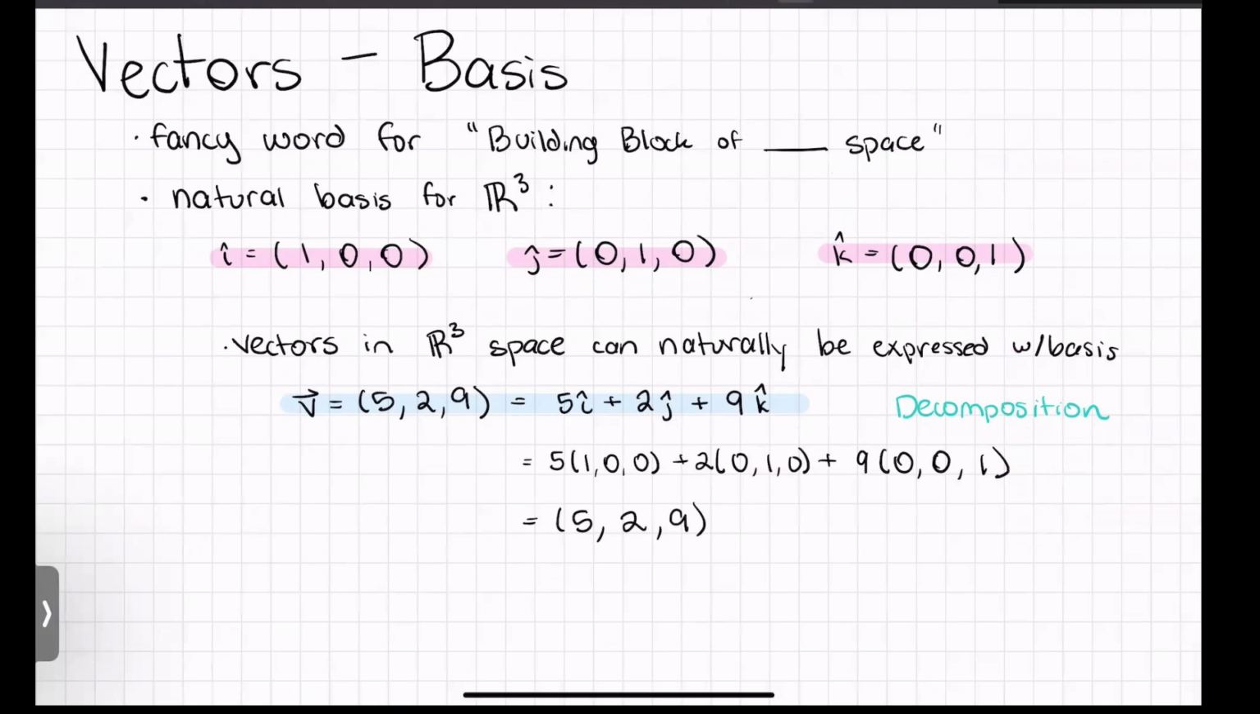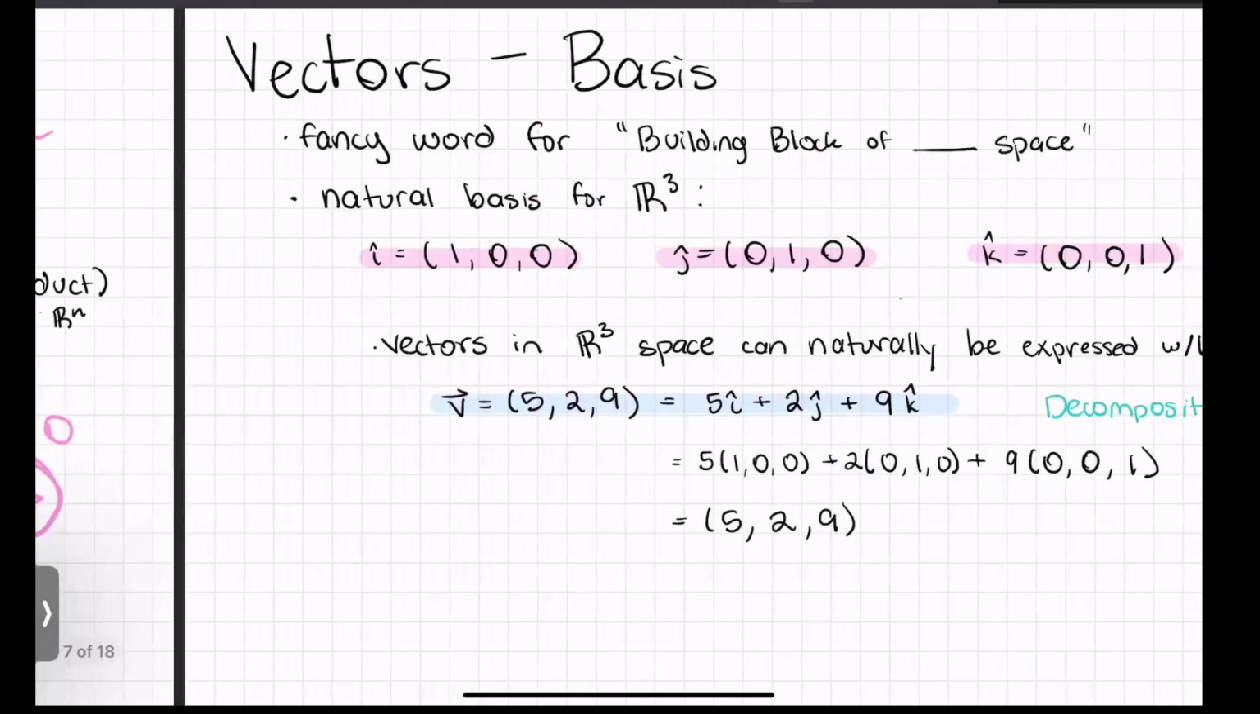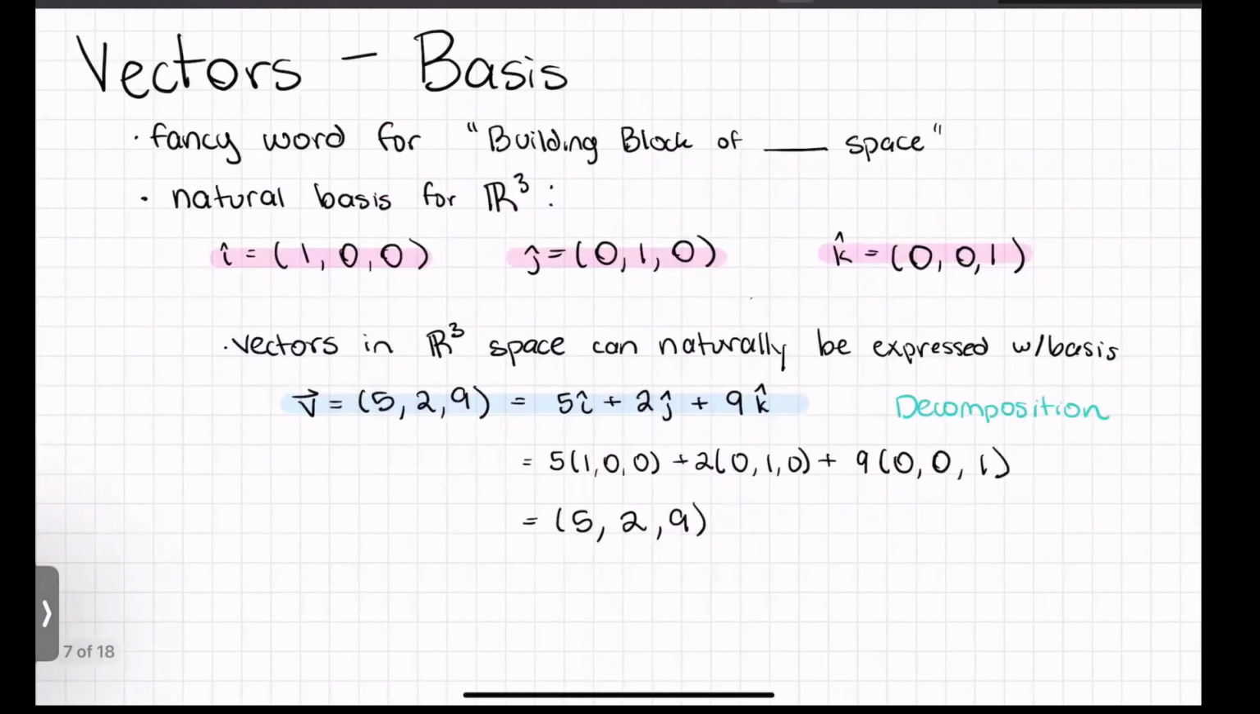Okay, next thing, now that we understand the dot product, the next thing I want to build up is a basis. So what is a basis? A basis is a fancy word for the building block of a space. The space could be the R squared space, so like 2D space. It could be the 3D space. It could be the nth dimensional space, and so on and so forth.